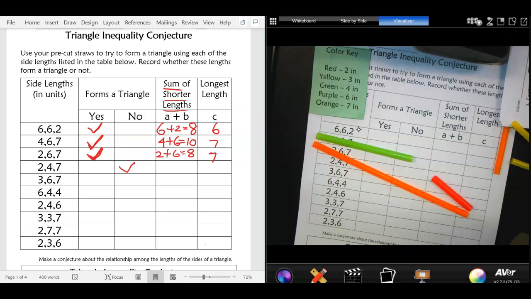And what am I going to add for the shorter length? 2 plus 4, which is 6. The longer side over here, 7. So we have our first no. So you can see what it looks like there.